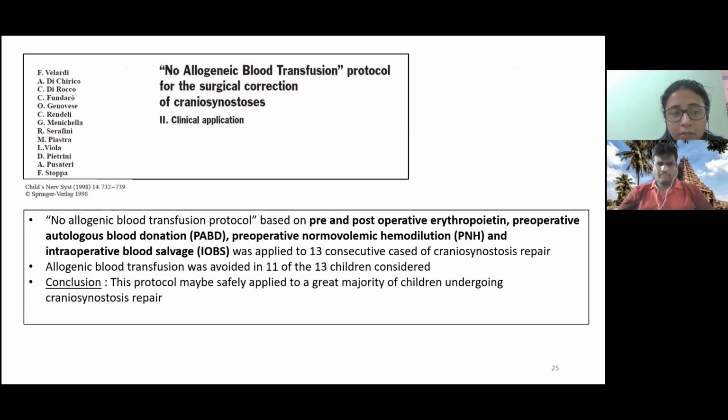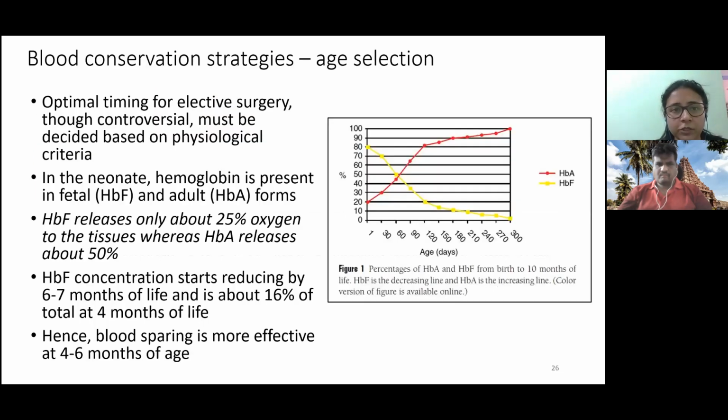And the authors could avoid allogenic blood transfusion in 11 of these 13 children. So they concluded that this protocol may be safely applied to a great majority of children undergoing craniosynostosis repair. Coming to the importance of age selection.